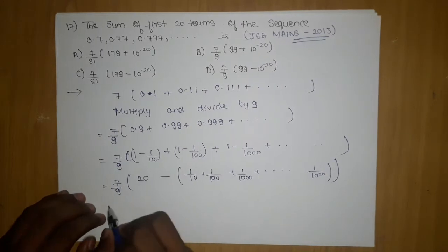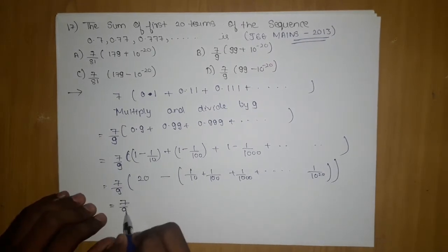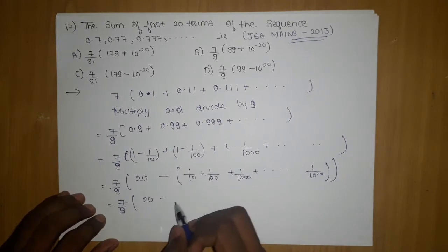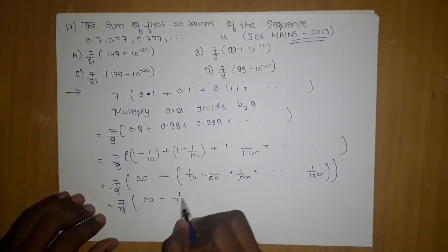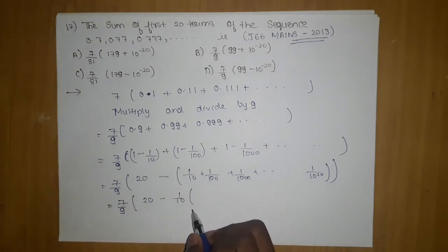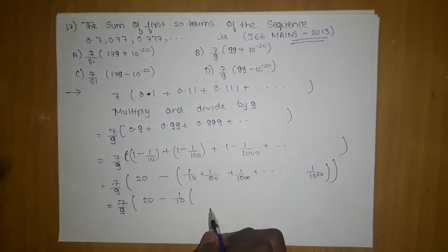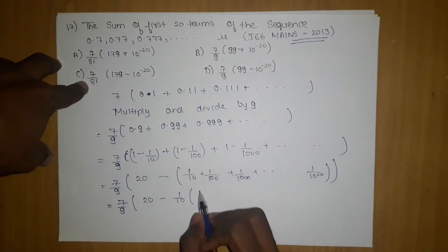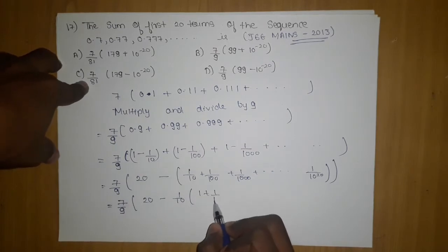After this, 7 by 9 is there, 20 minus, here my first term is 1 by 10, and here 20 terms are there, and since we want to find the sum of the 20 terms, I can take 1 by 10 common, it will just reduce my job.